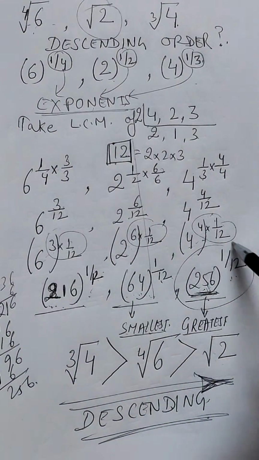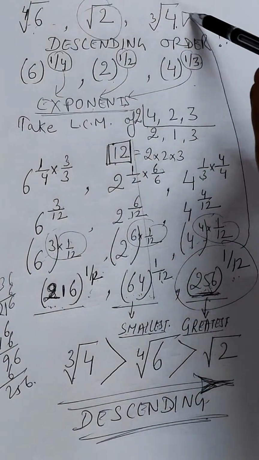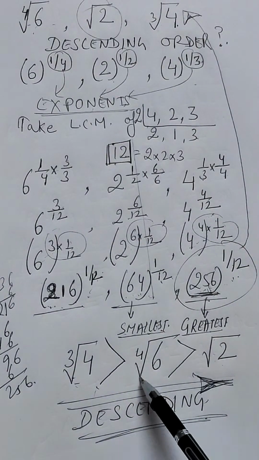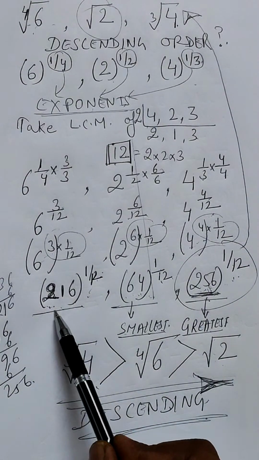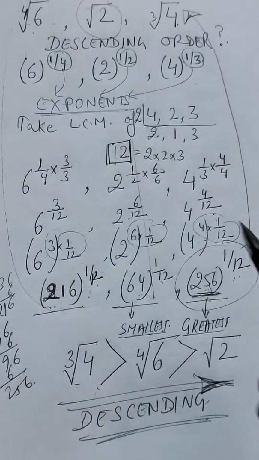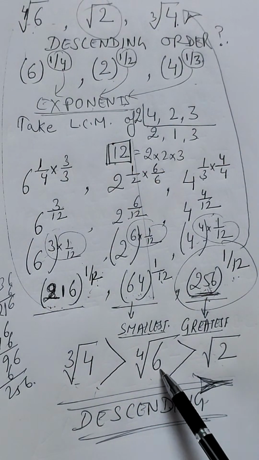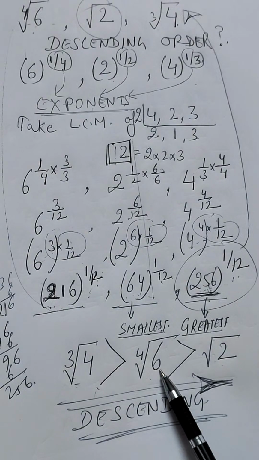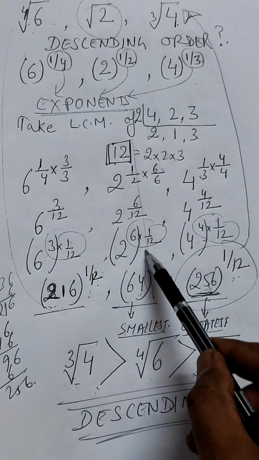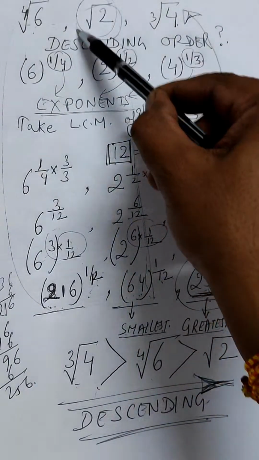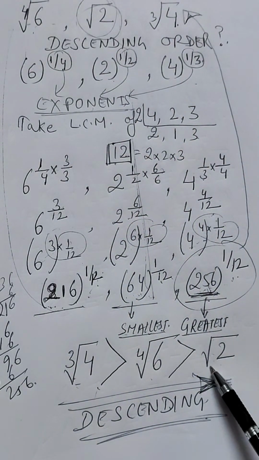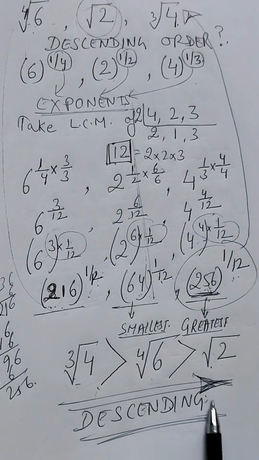And this number belongs to what? This number belongs to cubic root of 4, right? That's why cubic root of 4 is first. After that, 4th root of 6. Why? Because this number is 216 power 1 by 12, and this belongs to 4th root of 6. So 4th root of 6 is coming into the second place, and you can see the smallest one is 64 power 1 by 12. 64 power 1 by 12 belongs to root 2. The same sequence has been taken, so that's why it is coming last. And in this way we can arrange it into descending order, right?